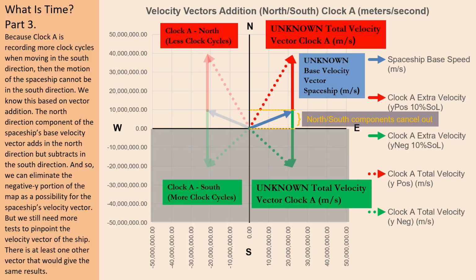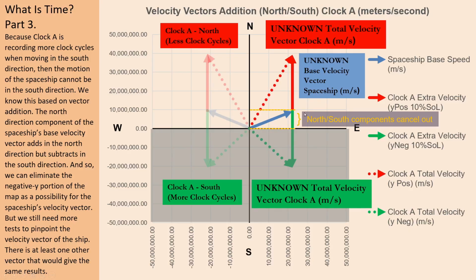The north direction component of the spaceship's base velocity vector adds in the north direction but subtracts in the south direction. And so we can eliminate the negative y portion of the map as a possibility for the spaceship's velocity vector. But we still need more tests to pinpoint the velocity vector of the ship. There is at least one other vector that would give the same results.